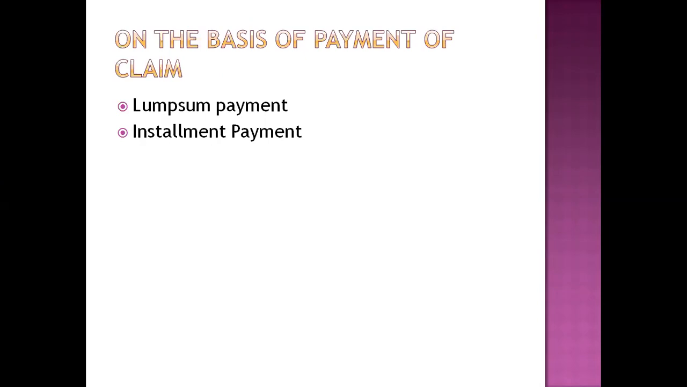Then we have, on the basis of the payment of claim, lump sum payment and installment payment. Lump sum payment means the policy amount is paid in lump sum according to the terms and conditions of the policy. And the second is installment payment. Under these policies, the policy amount is payable in installments. It is suitable for those whose earning capacities are reduced to a minimum in later age.